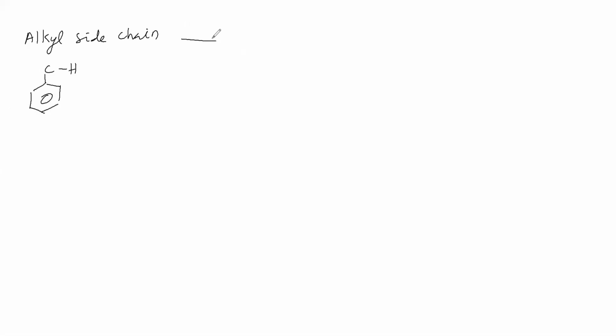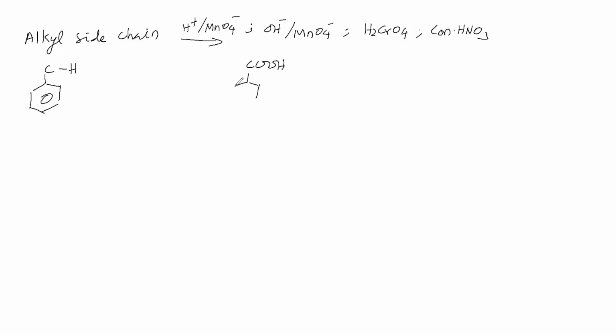Then this on oxidation in the presence of an oxidizing agent, in the sense acidified permanganate, otherwise alkaline permanganate, otherwise chromic acid, H2CrO4, otherwise concentrated nitric acid, what happens is the alkyl side chain becomes carboxylic acid, irrespective of the size of the alkyl side chain.